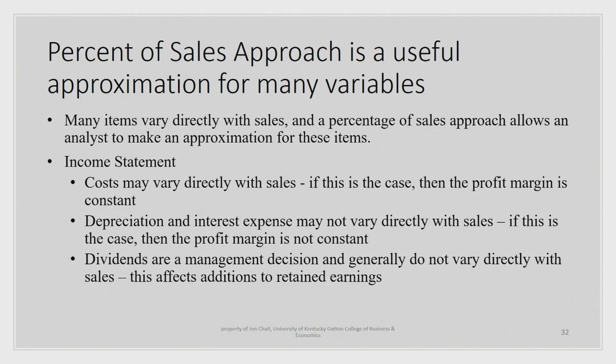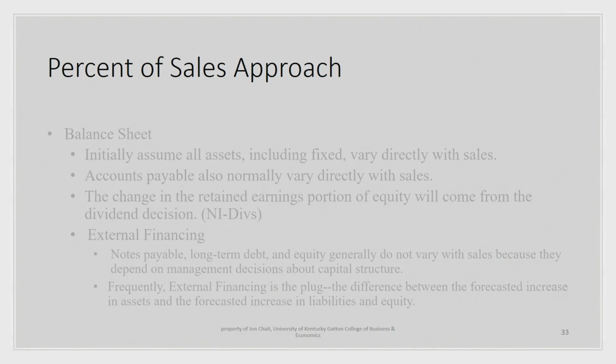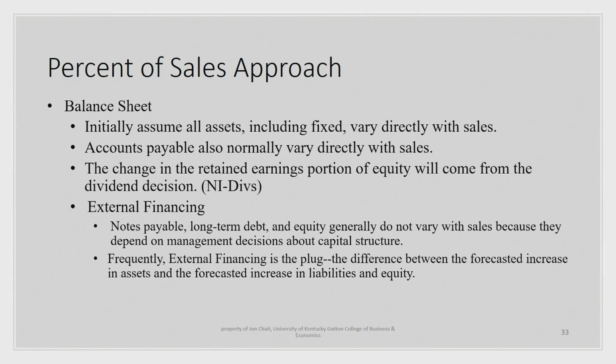And dividends affect the balance sheet because they affect the amount of retained earnings. So that's an important assumption as we go forward. When we look at the balance sheet, we frequently assume that all assets vary directly with sales. Again, it's a simplifying assumption. Obviously, in the real world, fixed assets would not vary with sales. But just to simplify things, we assume that everything on the left-hand side varies with sales unless you're told otherwise.